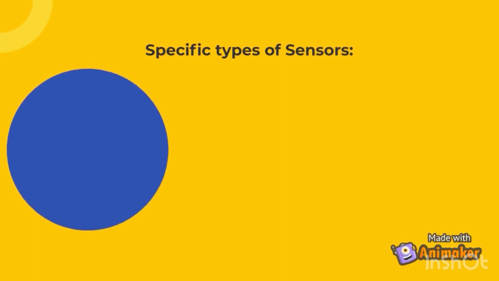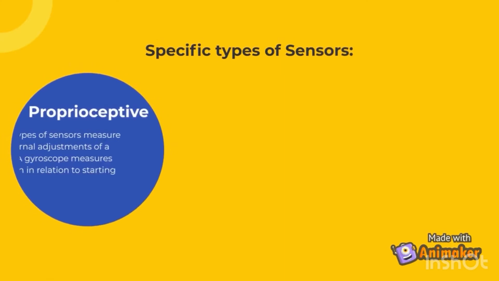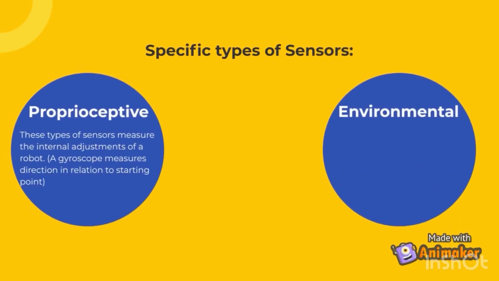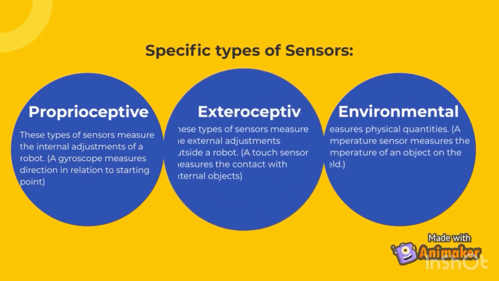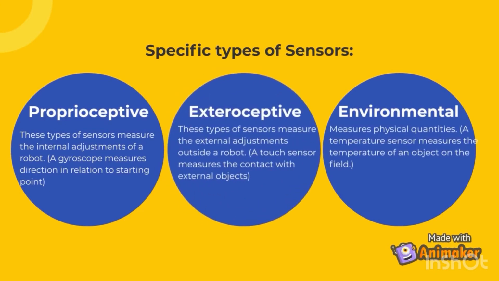So the specific types of sensors are proprioceptive, exteroceptive, and environmental. The proprioceptive type of sensor measures the internal adjustments of a robot. So a gyroscope measures the direction in relation to the starting point. So proprioceptive is internal. Exteroceptive is external adjustments outside a robot.